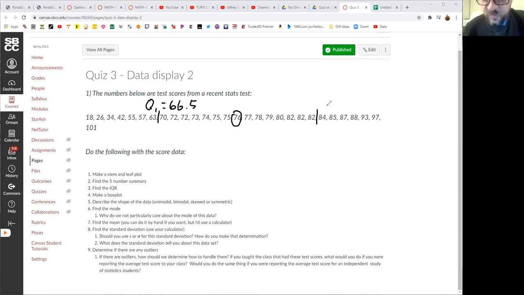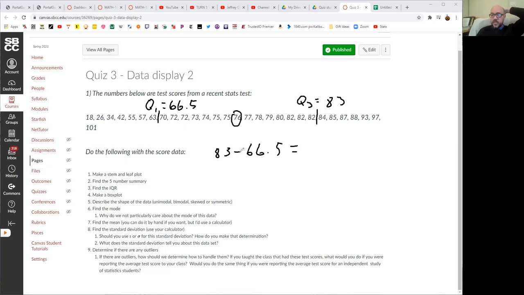And halfway between 82 and 84, don't need to do much math on that one. Q3 equals 83. Okay. So if we want to find the IQR, it's going to be the difference between those. So this guy is 83 minus 66.5.